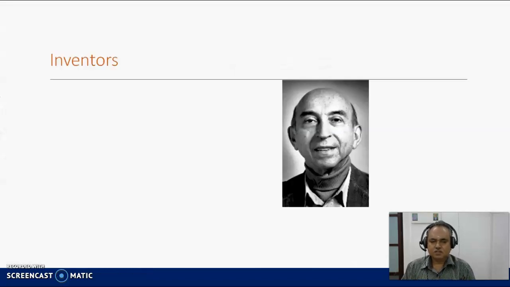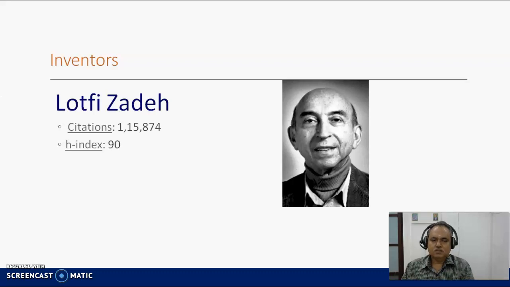We start with the inventors of the fuzzy logic theory, and the photo of that is Zadeh. He is the founding father of fuzzy logic theory. Look at the numbers, citations, and H index. He developed the concept of fuzzy logic around 1965, and he presented a seminal paper on fuzzy set theory in 1965. This paper alone got citations of over 1 lakh.